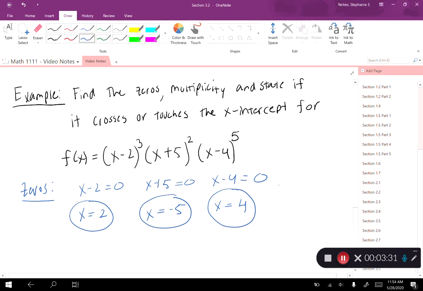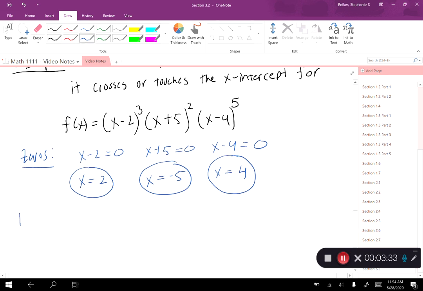Next, I want to describe the multiplicity. The multiplicity, again, is the exponent on each zero. So for the first one, the multiplicity is exponent 3. For the second zero, my exponent is 2. And for the third zero, my multiplicity is 5.